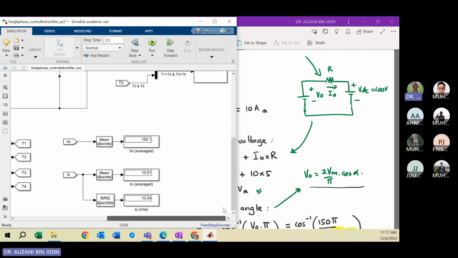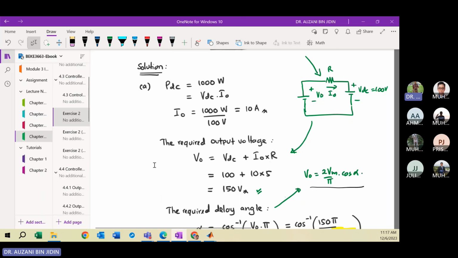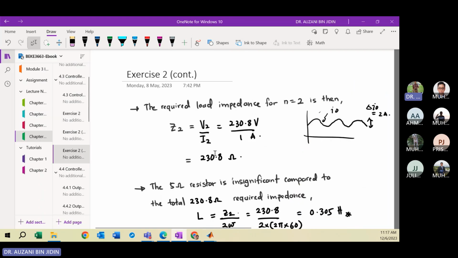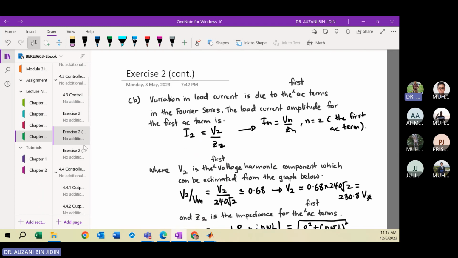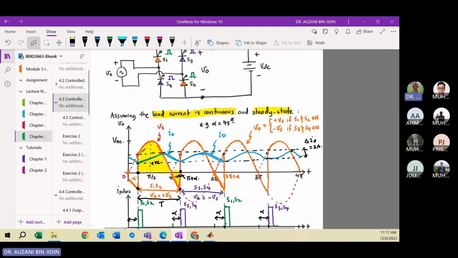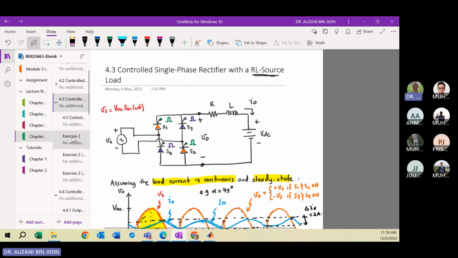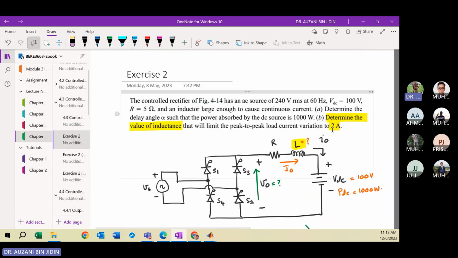Okay, then because in part B you need to limit the current, right? You have to limit the current such that the current variation ripple will be 2 ampere here. And you have designed the inductor, so the peak to peak current variation must be not more than 2 ampere.